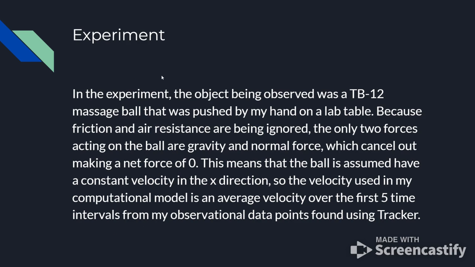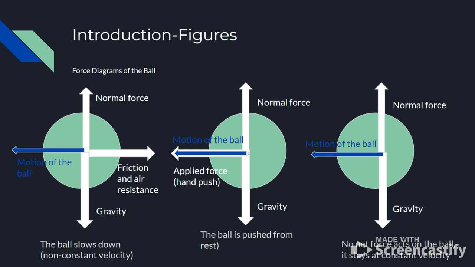In this experiment, the object observed is the TB12 massage ball pushed by my hand on a lab table. Because friction and air resistance are being ignored, the only two forces acting on the ball are gravity and normal force, which cancel out, making a net force of 0. This means that the ball is assumed to have a constant velocity in the x direction. So the velocity used in my computational model is an average over the first 5 time intervals from my observational data points found using Tracker.